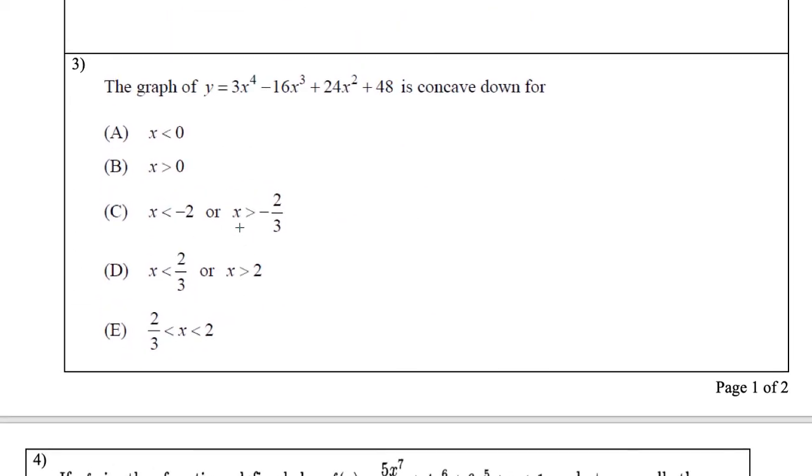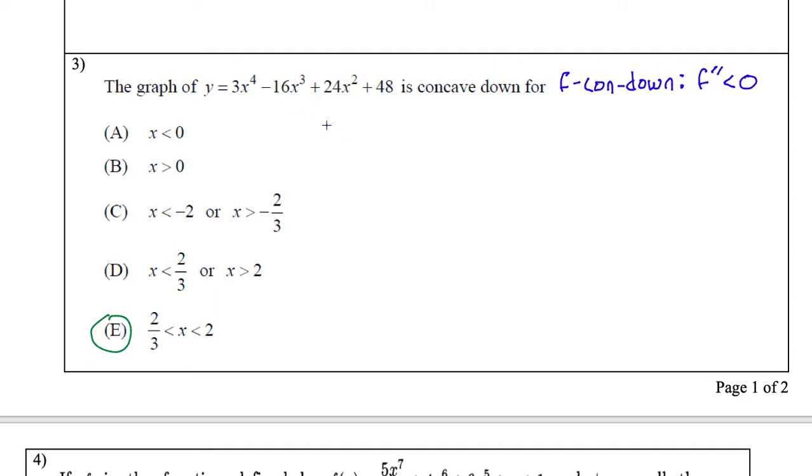Number 3. The correct answer for number 3 was E. Let's talk about why. The graph is concave down. All right, so what is the definition of function concave down? The definition is where f double prime is less than 0. So this is the second derivative test, which means I need the second derivative.